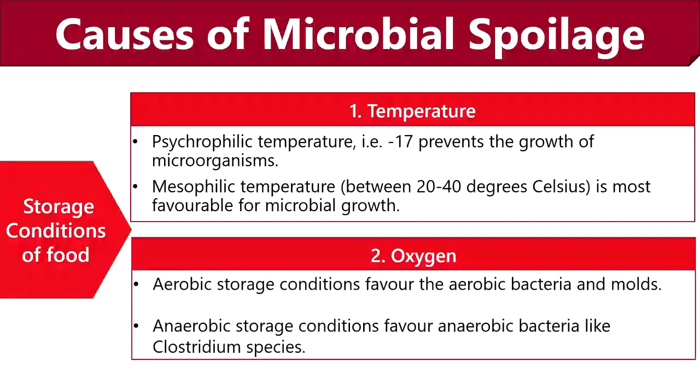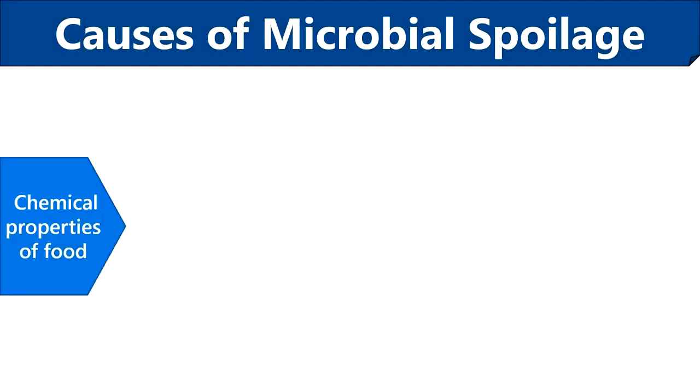Then oxygen is another factor influencing microbial food spoilage. Aerobic storage conditions favor the growth of aerobic bacteria and molds on the food surfaces, whereas anaerobic storage conditions favor the growth of anaerobic bacteria like Clostridium species. Then chemical properties of food like food composition, pH, and moisture content are the internal factors influencing microbial spoilage.